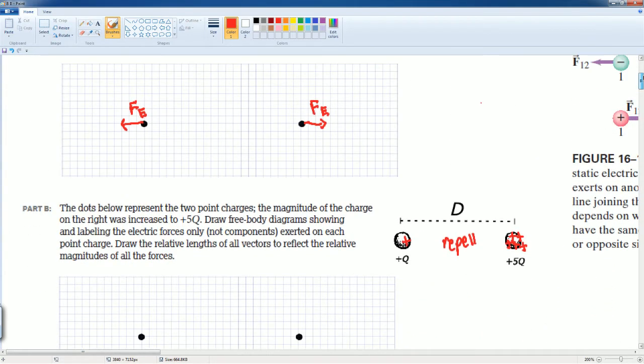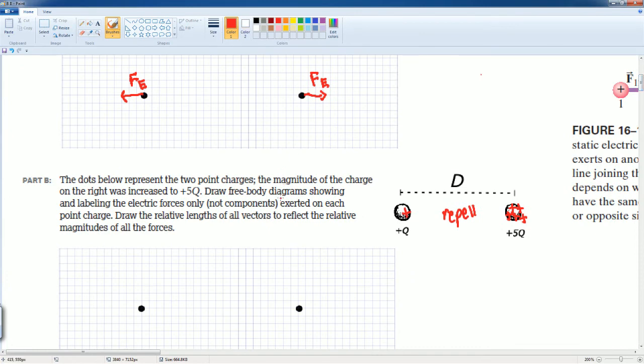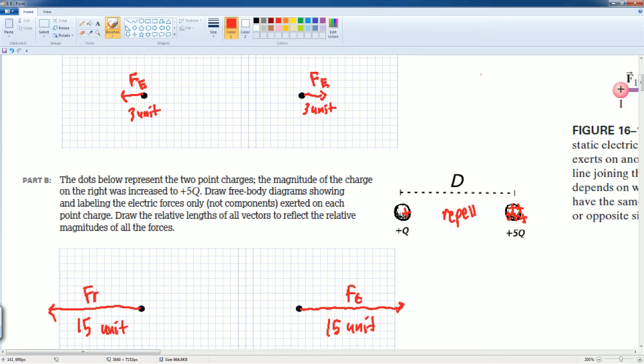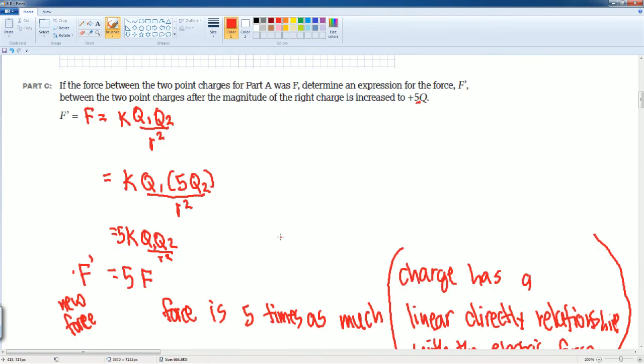So in this case, the original was 3 units, so it's going to be 5 times as much. But this time this is 5, so this has to be 1, 2, 3, 4, 5, 6, 7, 8, 9, 10, 11, 12, 13, 14, 15. So it has to be 15 units here. It has to be 5 times as much. FE. This one also has to be 15 units, and this is also FE. And again, the reason why it repels is because they are similar charges.